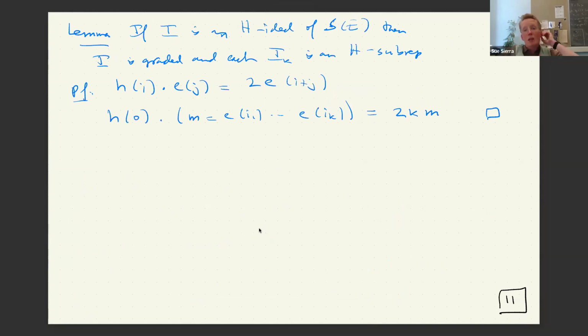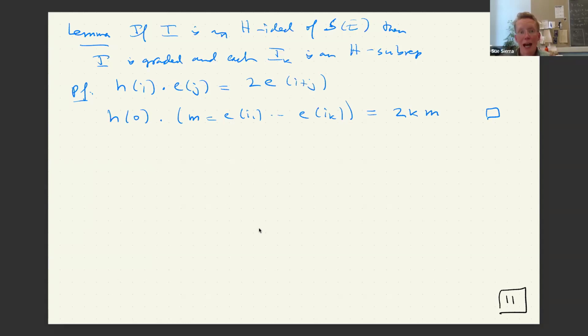So H ideals of S(E) have intrinsic structure, and one of the nice structures they have is they're automatically graded, and furthermore, the graded pieces are all H subrepresentations. So let's talk through that.